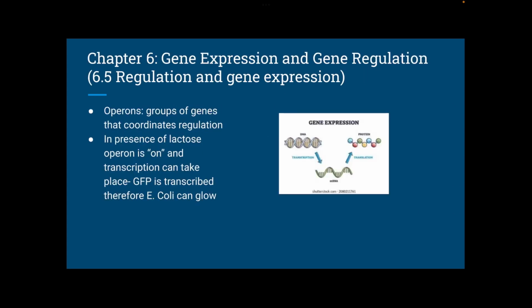This is Chapter 6, Gene Expression and Gene Regulation, 6.5, Regulation and Gene Expression. Operons are groups of genes that coordinate regulation. So within the lab, the presence of the lactose operon causes a turn on, therefore allowing the transcription process to take place. This results in the GFP gene successfully being transcribed. So this is also why the E. coli can glow.